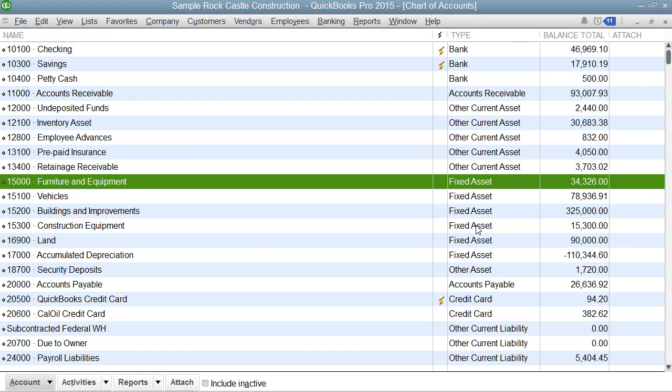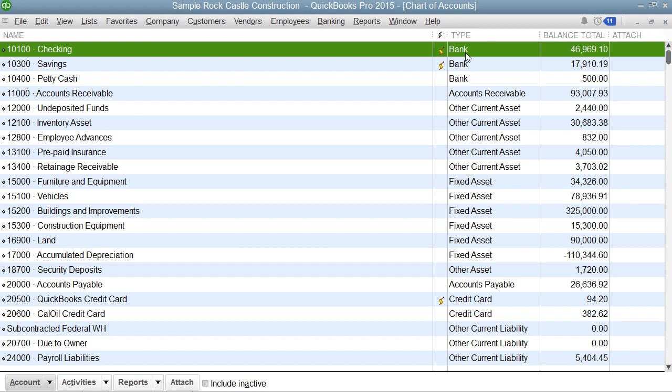Now also note that when you set up your company file in QuickBooks, although checking, savings, and petty cash accounts are all company assets, you will set them up as bank type accounts within QuickBooks. That just helps QuickBooks note their cash nature. The available types of accounts within QuickBooks that are considered assets are bank, accounts receivable, fixed asset, other current asset, and other asset.